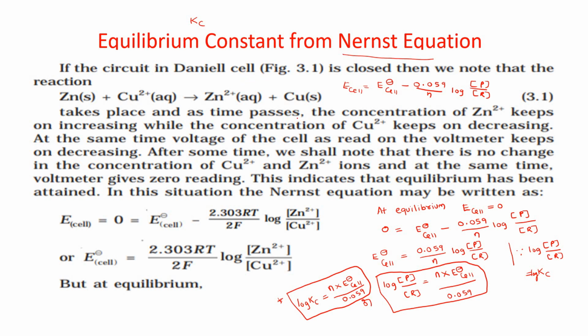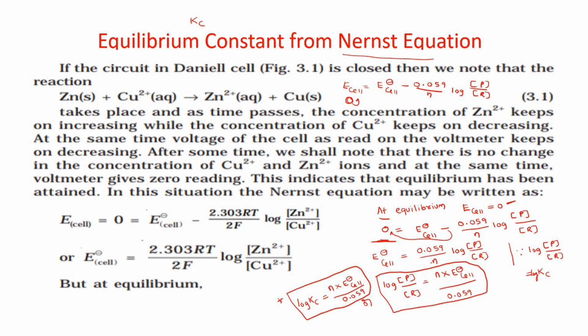Now at equilibrium, E cell will be 0, because at equilibrium the forward and backward reactions take place simultaneously, so no net change occurs. E cell is equal to 0. Now substitute E cell equal to 0 here, and we get this equation. The minus converts into plus. Now E naught cell equals 0.059 by n into log of concentration of products by concentration of reactants.